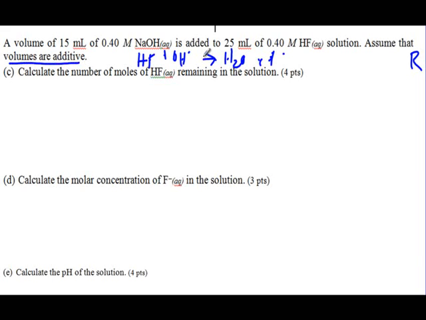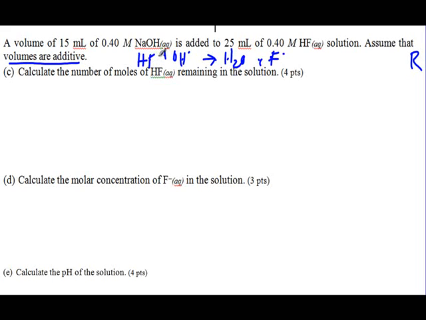So this is a limiting reactant problem, right? What I know is that for every 1 mole of this, I'm going to use 1 mole of this, get 1 mole of this, and get 1 mole of this. So first I have to figure out how much hydroxide gets used up, and then that will tell me how much HF gets used up, and that will allow me to figure out how much I have left based on what I started with minus what I used.